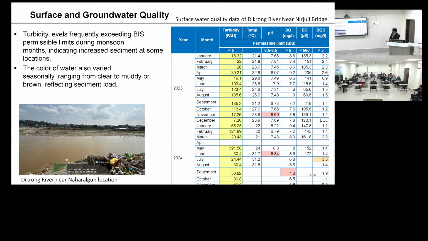It also carries a lot of sediment. Sediment is the prime reason. Let's say rainfall happens, so there is a sudden flow, and the river's color totally changes. So this surface water quality is more or less good, other than turbidity. The PHE department takes surface water as the main source of their water.